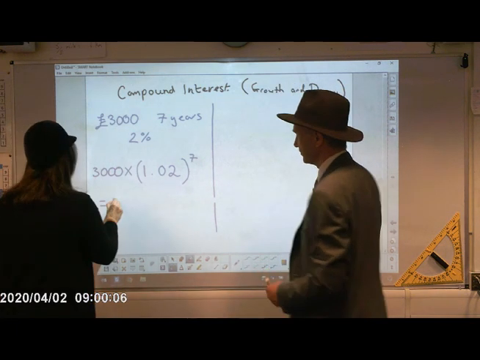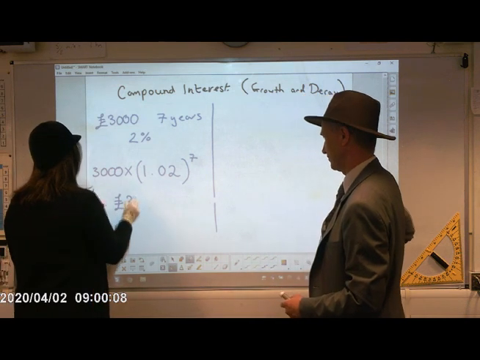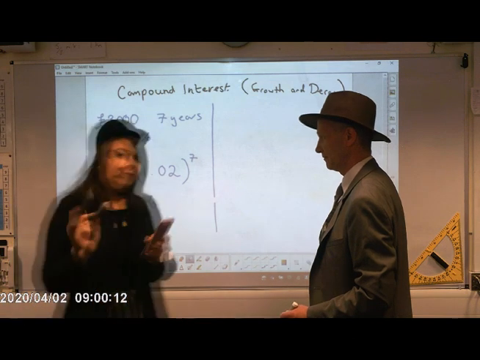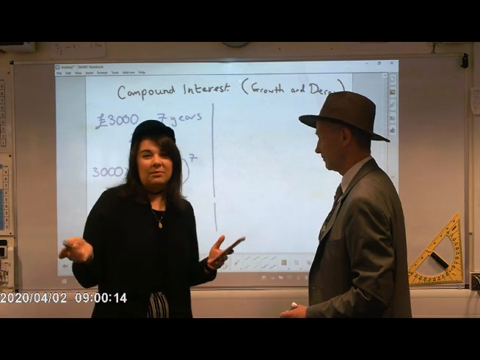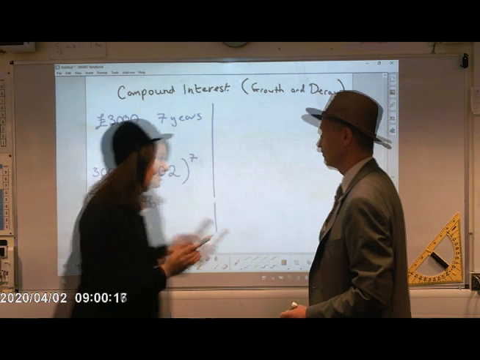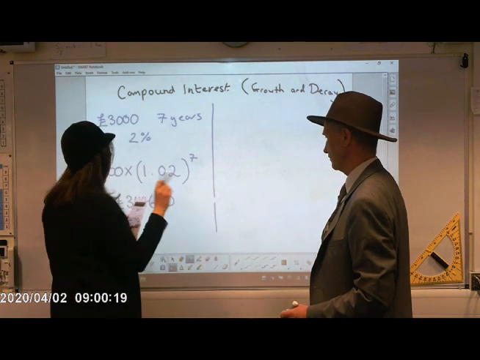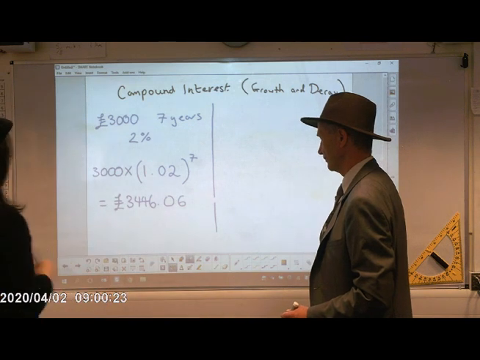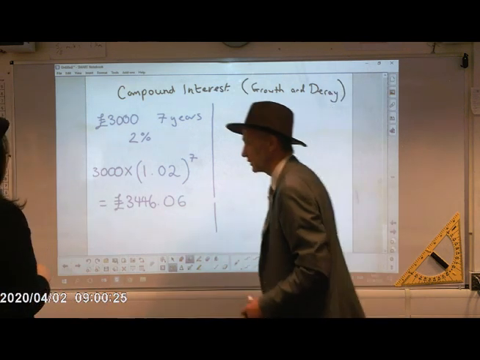And the answer is £3,446. Now, I'm going to round to 2 decimal places. Why would I do that? Because I want pennies, okay? So I've got 0.57 in the calculator, which is 0.06. So obviously I do it in exactly the same way.